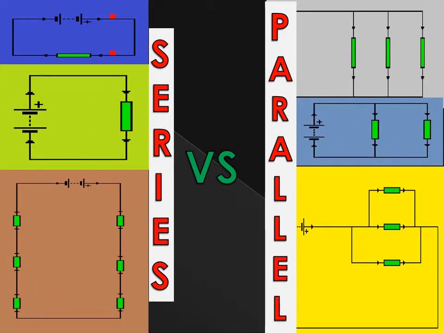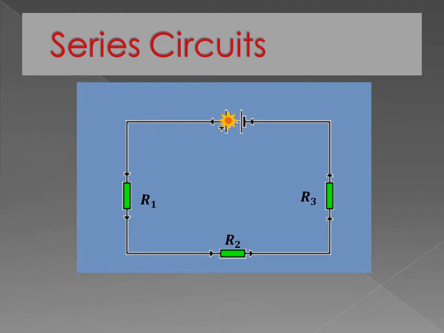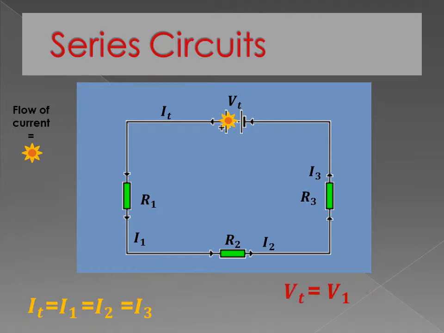Before we start the calculations, let's refresh our minds on the difference between series and parallel circuits. This diagram shows a series circuit. The current only travels one way through each resistor, hence the current remains the same. So IT is equal to I1, which is equal to I2, which is equal to I3. The voltage across each resistor divides, meaning that the sum of the volt drop across each resistor is equal to the total voltage supplied by the battery. Therefore, VT is equal to V1 plus V2 plus V3. The total resistance of the circuit is the sum of all resistors, so RT is equal to R1 plus R2 plus R3.